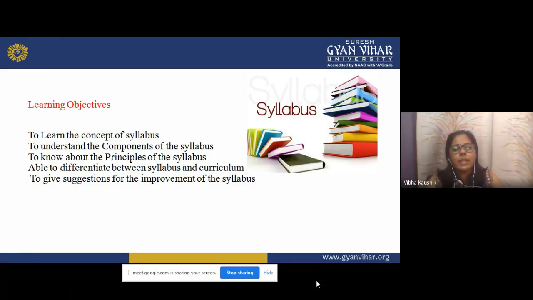To be able to differentiate between syllabus and curriculum, means you will be able to differentiate what is called a syllabus and what is meant by the curriculum. To give suggestions for the improvement of the syllabus, as a student you will be able to suggest some ideas that can be implemented in the syllabus for improvement. As a student or as a teacher, you can suggest that in this way improvement can be made in the syllabus.